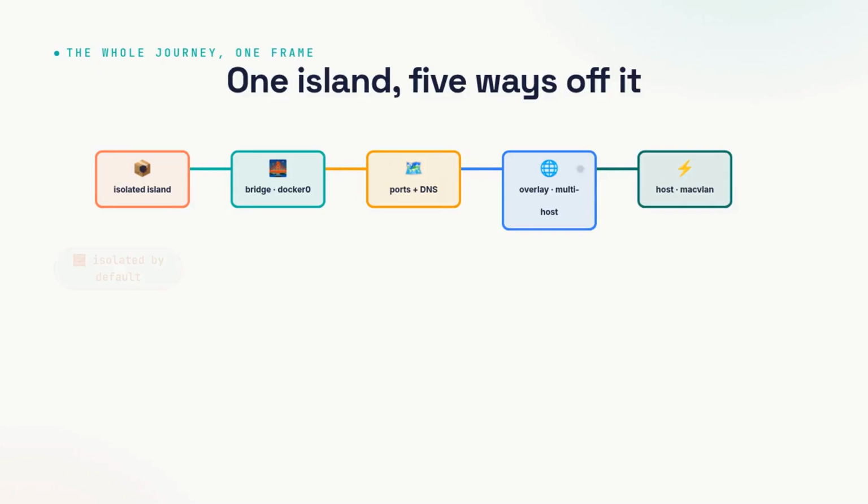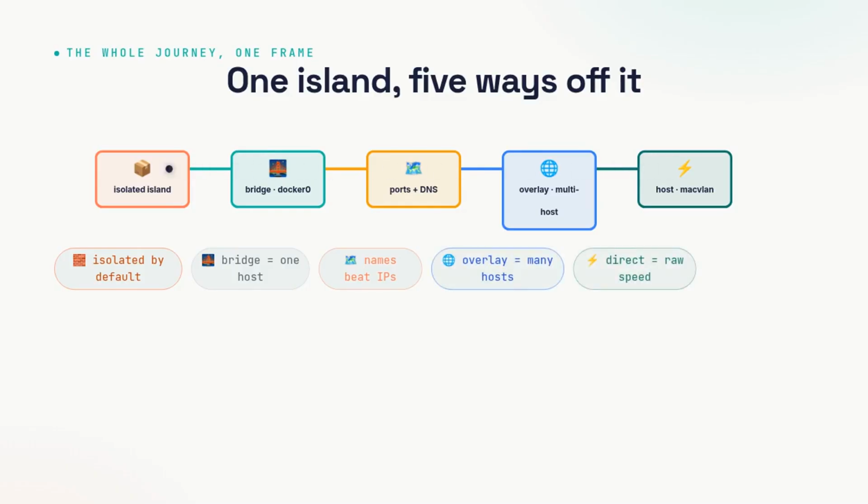So here's the whole thing on one card. A container is isolated by default. Bridge connects it on a single host. Ports and DNS let you reach in and call things by name. Names always beat IPs. Overlay scales that across many hosts. And host and Macvlan are your direct, raw speed options. 5 modes, one clean spectrum from fully sealed to fully exposed. Pause and screenshot this one. It's the whole video on a single frame.